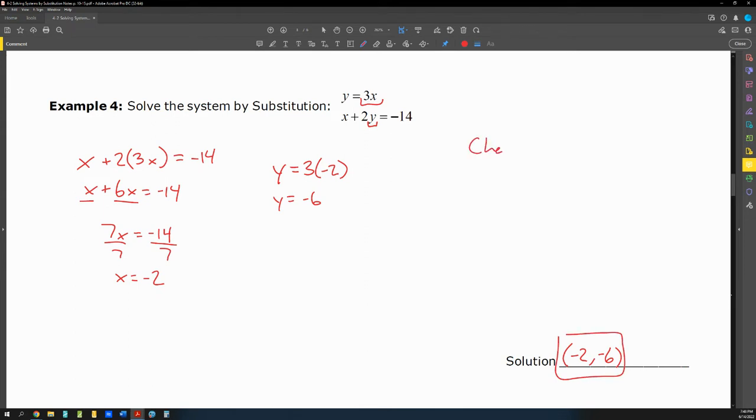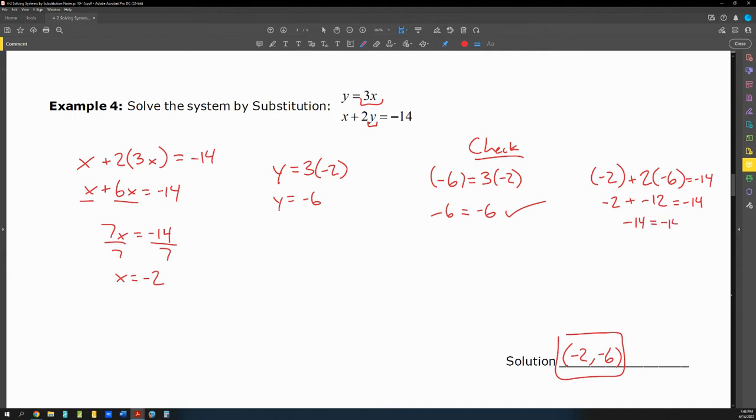Let's go ahead and check our work just to make sure we did everything correctly. So plugging in to each of these equations, negative 6 is equal to 3 times negative 2. 3 times negative 2 is negative 6, and that does equal negative 6. In the other equation, we have negative 2 plus 2 times negative 6 is equal to negative 14. Well, negative 2 plus, and then we have 2 times negative 6 is negative 12, equals negative 14. And 2 plus negative 12 is negative 14, which does equal negative 14. So this checks out as well.